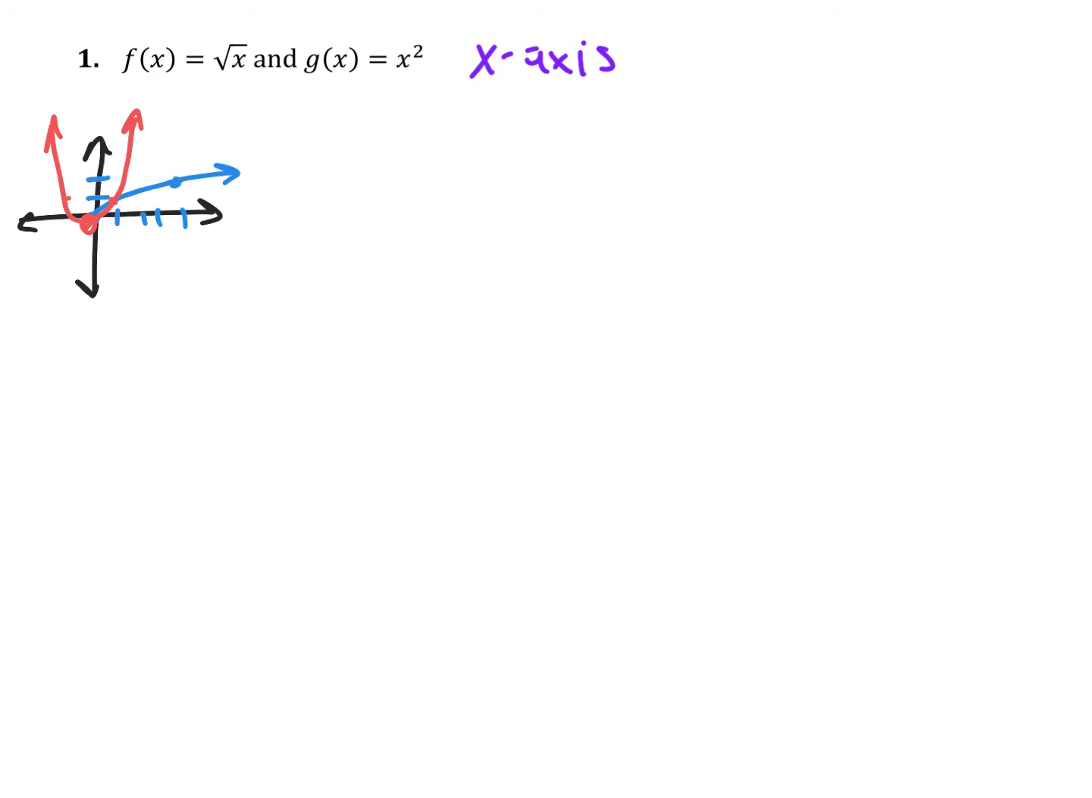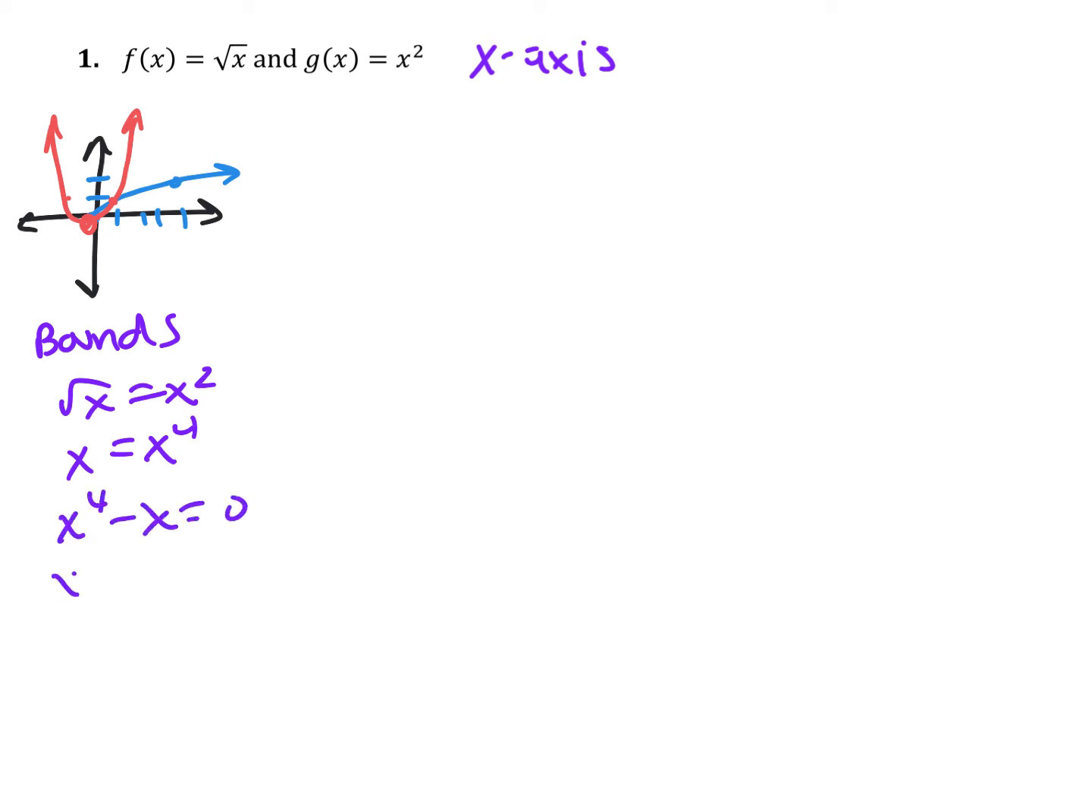And what I can tell from this graph, even though it's a little sloppy, is what the bounds are. If I couldn't tell, just as a reminder, we can always set these two functions equal to each other, square both sides, x to the fourth minus x equals 0, so x times x cubed minus 1 equals 0, and we get 0 and 1. But I actually think we can tell those two points from our graph.